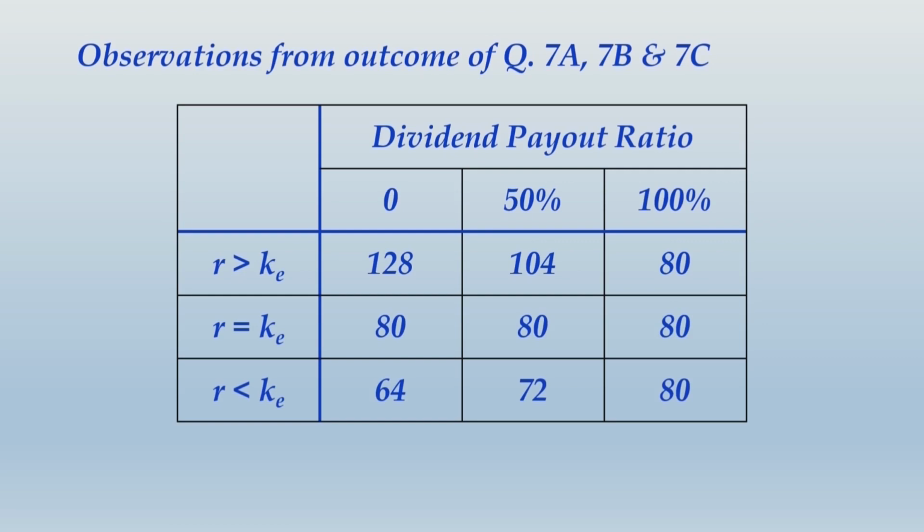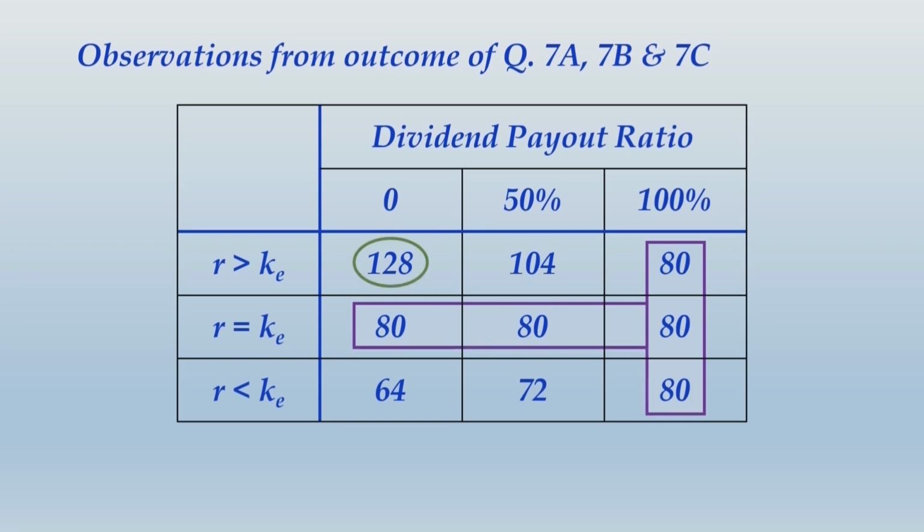If you notice one thing, when R is equal to KE, irrespective of the dividend payout ratio, the value of share remains the same, 80, 80, 80. One more observation, when dividend payout ratio is 100%, value of share will remain 80, 80, 80, irrespective of the relationship between R and KE. In the entire table, the highest value of share that we can find is rupees 128, and the lowest value of share that we can find is rupees 64.